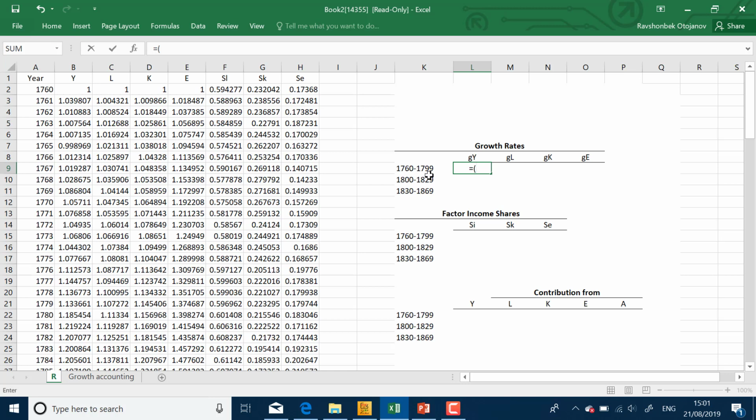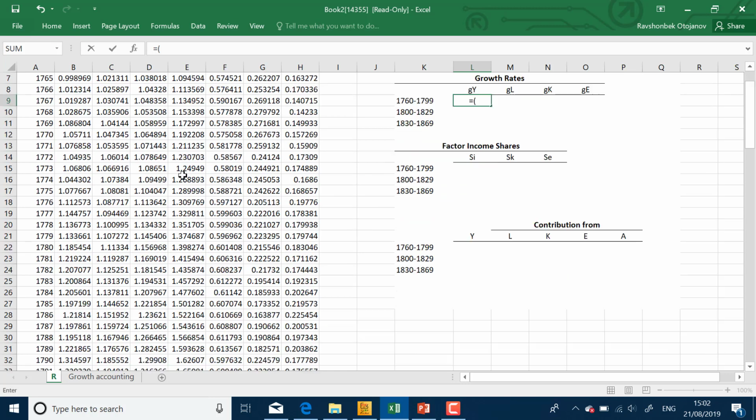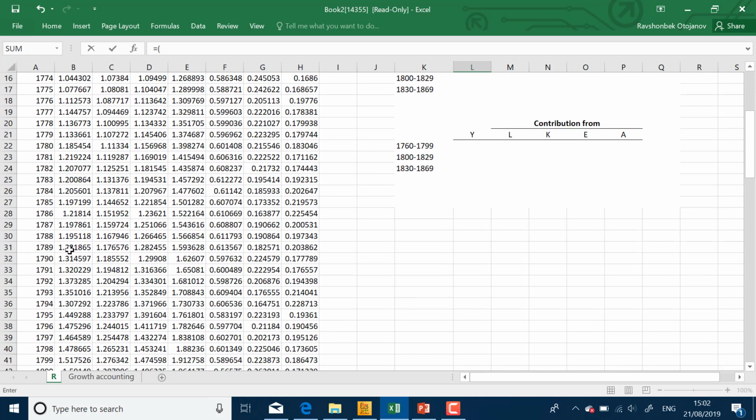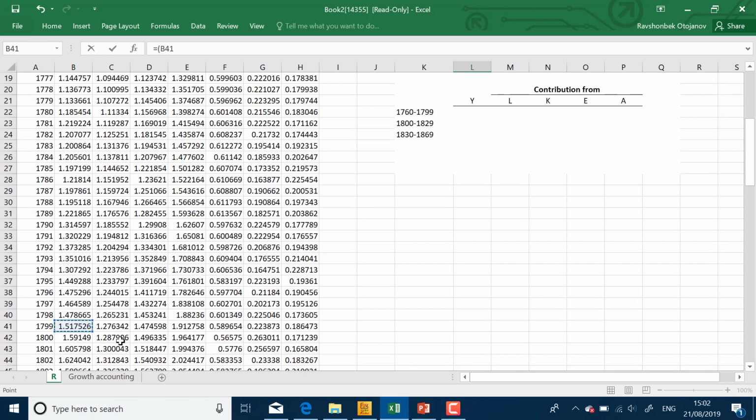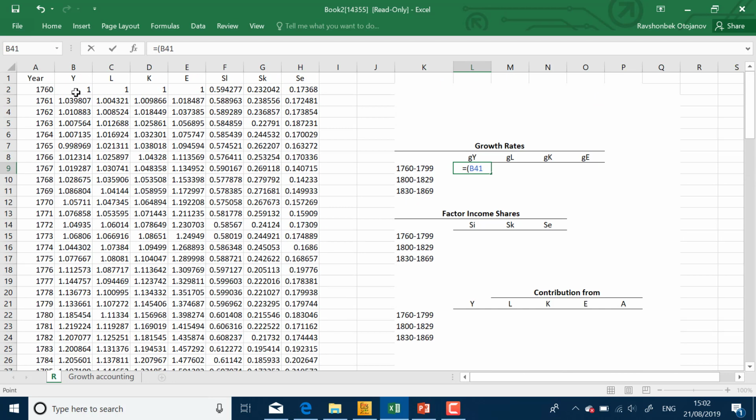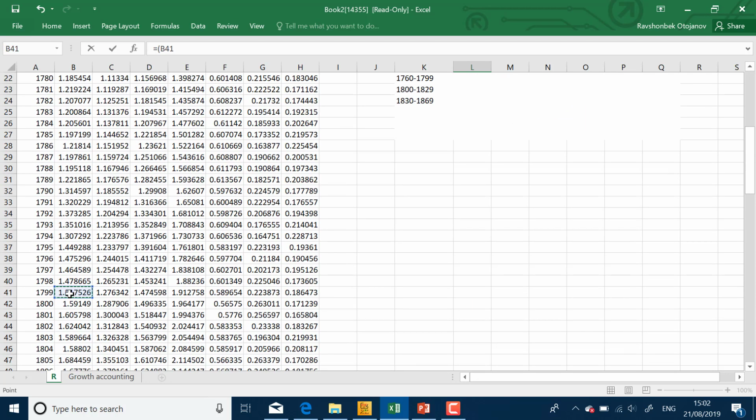Now in this period, the beginning of the period is 1760 and the end of the period is 1799. So we go to 1799, scroll down to 1799, it's right here, so this value here. As you can see, the income between 1760 and 1799 grew by a factor of 1.5 or 1.51, let's say here.